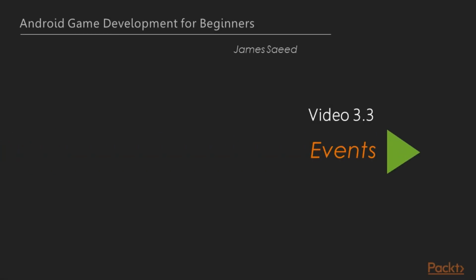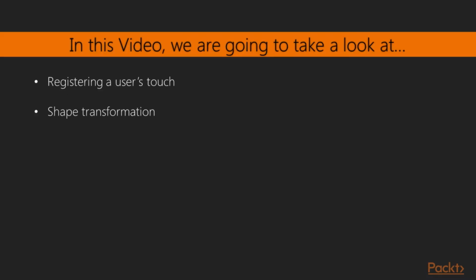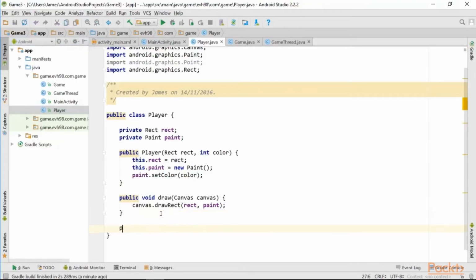In this video, we're going to have a look at registering motion events in our Android game. So we're first going to register whether or not a user has actually touched the screen, and if they do touch and move around on the screen, we're going to transform our shape. So in our player class, we're going to want to add an update method now, along with our draw method. And instead of having no parameters, we're going to pass through a parameter called point.